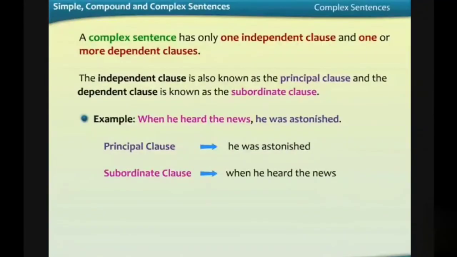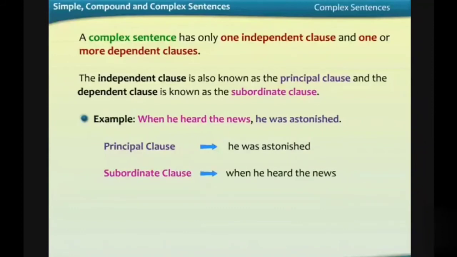Now let's see the third part, that is complex sentence. What are complex sentences? A complex sentence has only one independent clause and one or more dependent clauses. When we learned clauses, we saw what dependent and independent clauses are. A dependent clause has to get support from the other part of the sentence, from the independent clause.